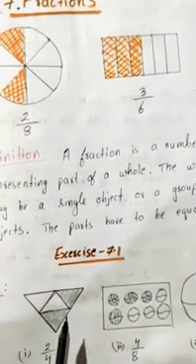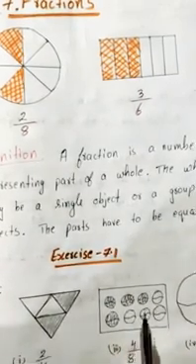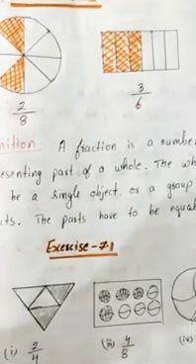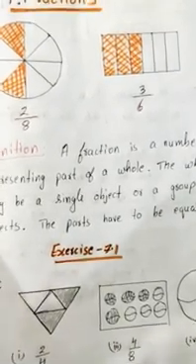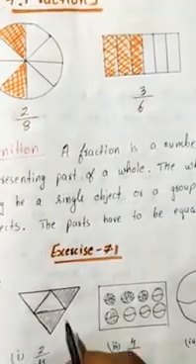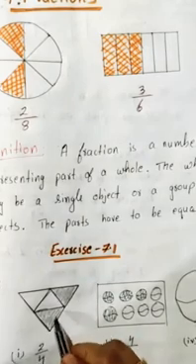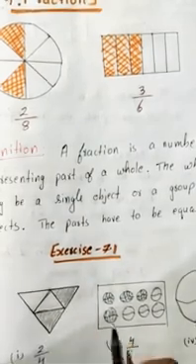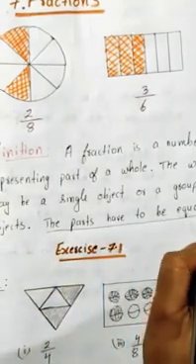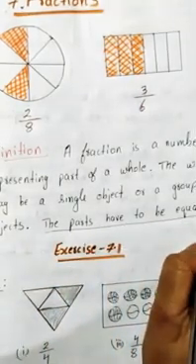Now we will start the exercise 7.1. Okay. Now in exercise 7.1, the first question is, the diagrams are given to you in the book. So what you have to do, you have to write the fraction of the shaded part. So first of all, it is very important, as I told you, this thing you have to keep in mind, that all the parts must be equal.